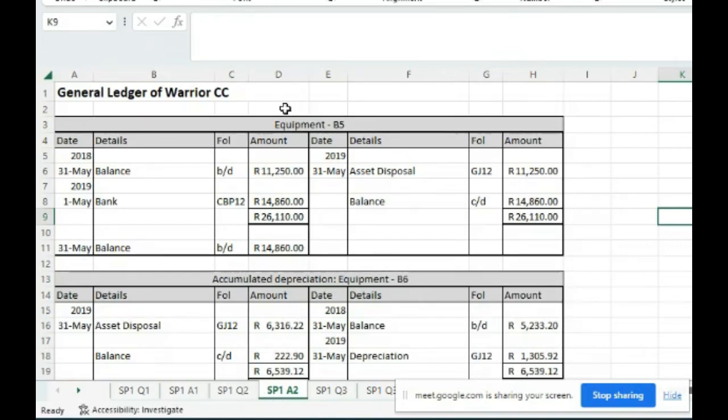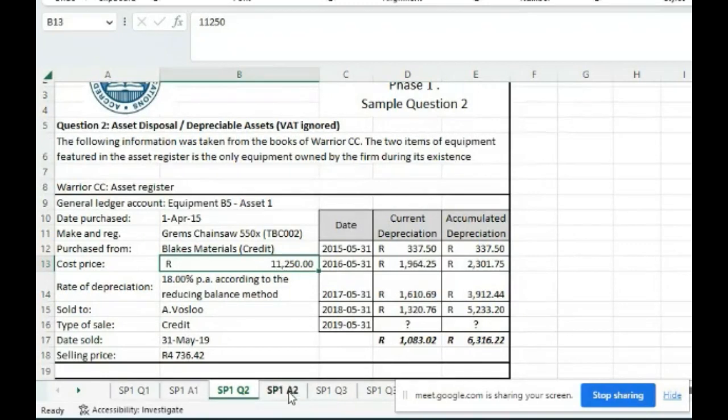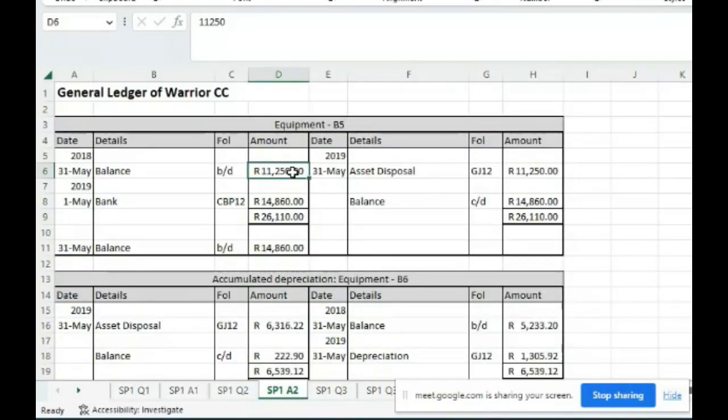Remember, when we talk about equipment, we put the amounts in at the amount which we bought it. This is their book value. So there we know that it was bought for 11,250 and was the only one we had. We also know that on the 1st of May, we bought the new machine for 14,000, and that brings us to 26,110. So those two together are 26,110, but we have to consider that we disposed of this asset.